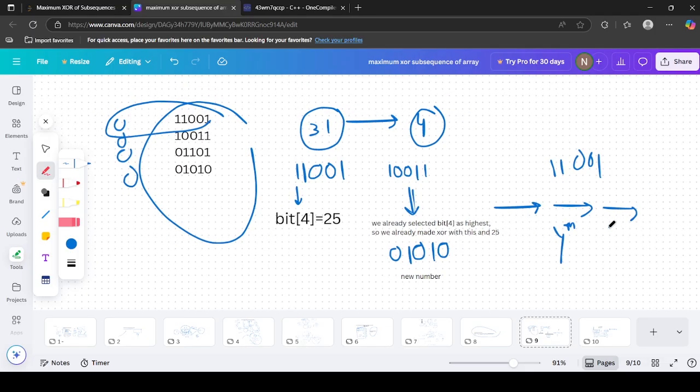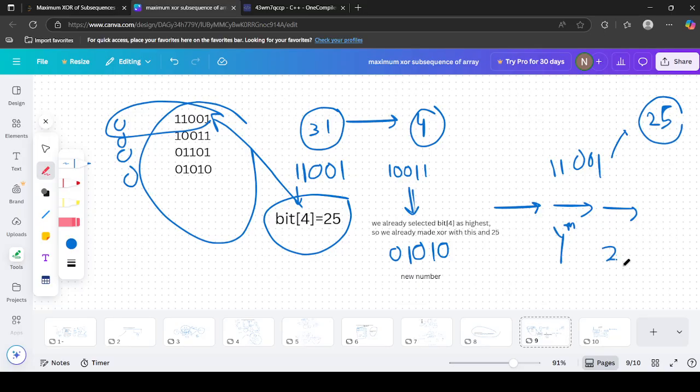So now bit of 4 should be this number, because this is the highest number we got. So bit of 4 is 25. And then should we continue to the third bit? No, because a single number can only contribute to one. So hope you got this.